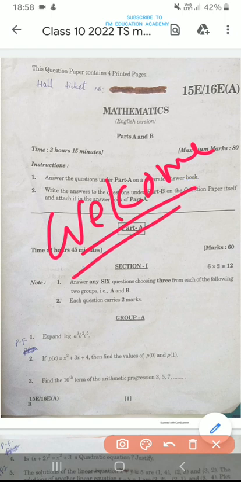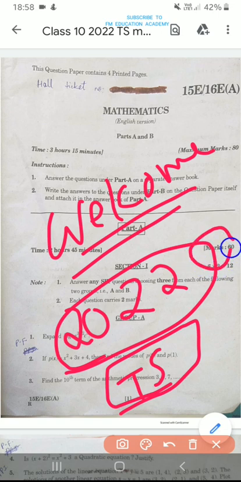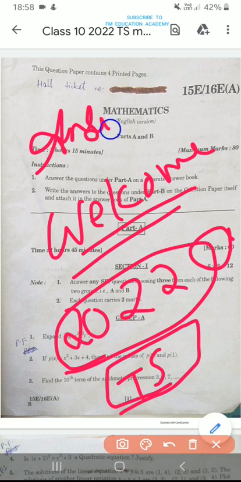In today's video lecture, we will be solving all the questions of the Mathematics question paper 2022 of TS board. So we know that the question paper consisted of 60 marks in part A, and today I'll be providing you the complete answer key and all the steps of it. So if you are a student who has written this exam, or if you are a student who will write this exam in future, then continue watching.